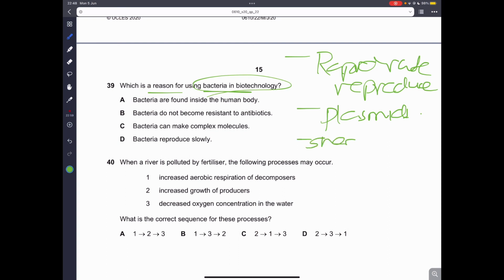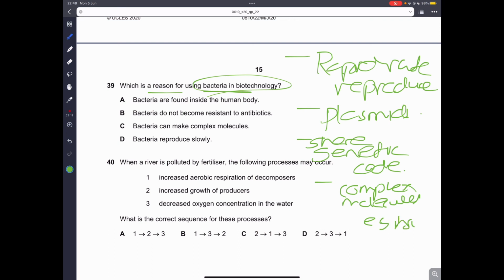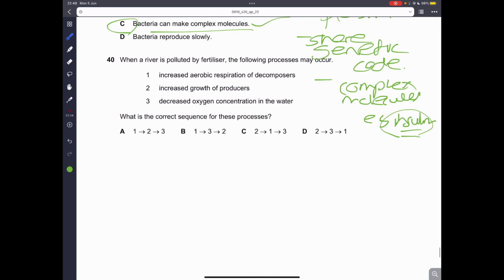They also share the genetic code with all living things, and so they are very similar. Okay, and they have the ability to make complex molecules as well. A complex molecule, as an example, would be insulin. It is a very complex molecule, and bacteria can make insulin if we genetically modify them, and therefore C is the correct answer. This is the reason why bacteria are used in biotechnology as well.